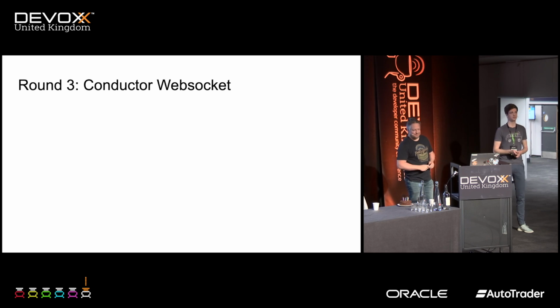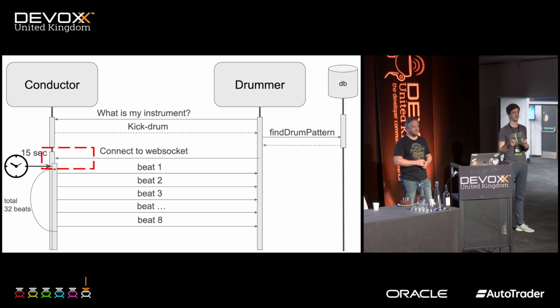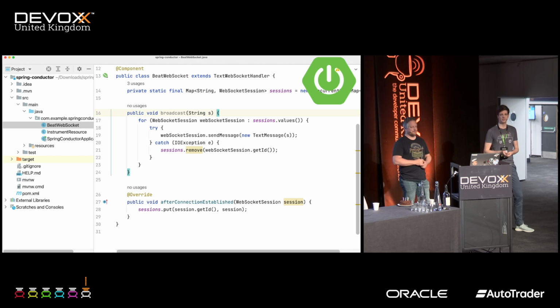All right, then we're going to look at the WebSockets. So how do we create WebSockets from the server side in this case? So it's this side. The conductor is going to have a WebSocket that people can connect to, and then it's going to pass the beat 1, 2, 3, 4, 5, 6, 7, 8 over that WebSocket. In Spring, it looks like this.